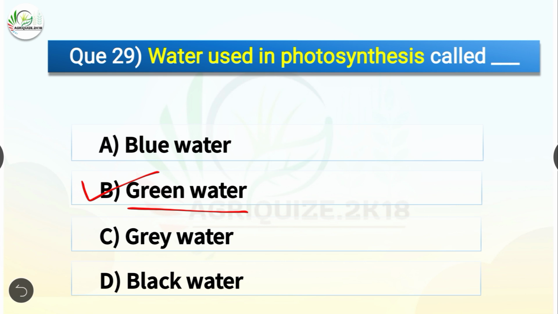Water present in seas, lakes and rivers is called blue water. Water used in kitchen gardening and lawn is known as grey water. And water used in sewage and industrial waste is known as black water.